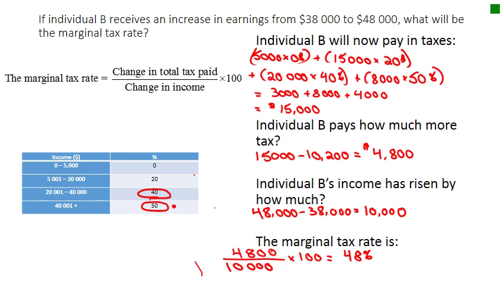Now let's see that individual B has been given a raise, and they've increased their earnings from 38,000 to 48,000, and we want to know what the marginal tax rate will be. Well, first of all, what does that mean? If you were individual B, you might be curious to know, okay, you're going to earn an extra 10,000 in income, but what will that extra 10,000 in income be taxed at, just for that 10,000? So you're going to look at the change in total tax paid, and you're going to divide it by the change in income and multiply by 100. So we know just for that chunk of money, what is going to the government.